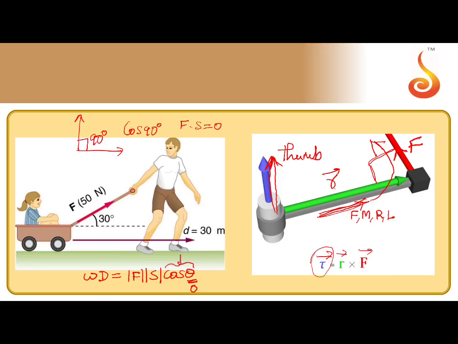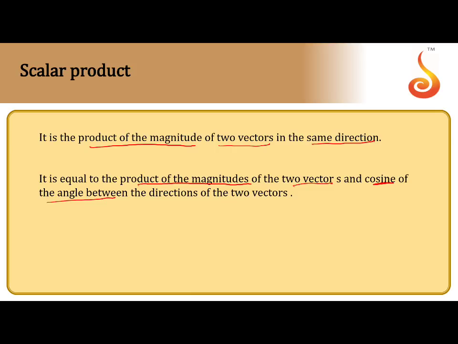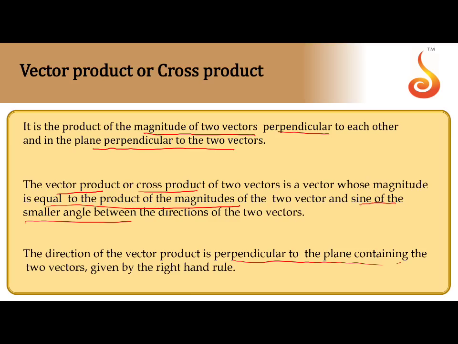Example for dot product is work done. Example for cross product is the torque. This is the definition of scalar product. It is the product of the magnitude of two vectors and the cosine of the angle between their directions. Cross product, it is the product of the magnitude of the two vectors and the sine of the smaller angle between them. The direction is perpendicular to the plane containing the two vectors.